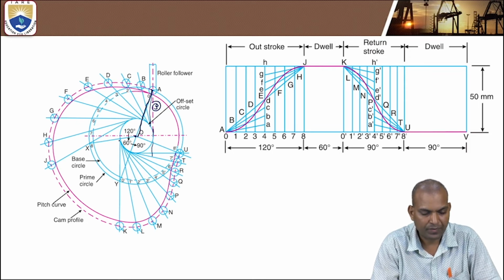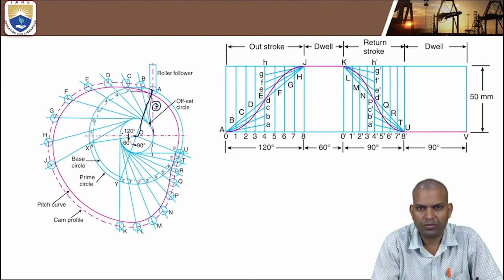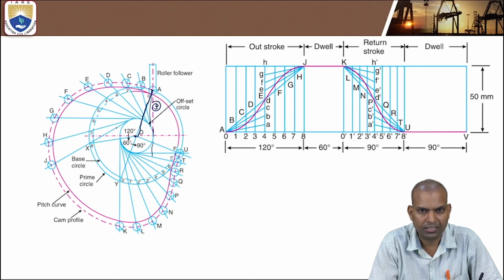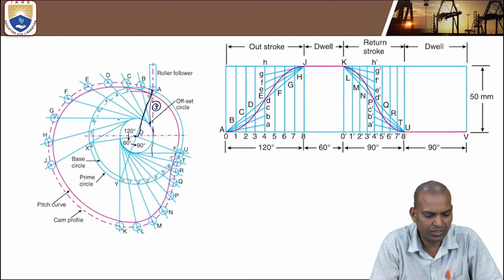From there you divide the circumference of the prime circle. The prime circle is the circle drawn from the offset circle center to the center of the roller. Divide the circumference of the prime circle into the angle of rotation of the outstroke, that is 120 degrees, next 60 degrees, 90 degrees and 90 degrees. Then divide the prime circle into equal parts and draw the tangential lines to the offset circle through the prime circle divisions.